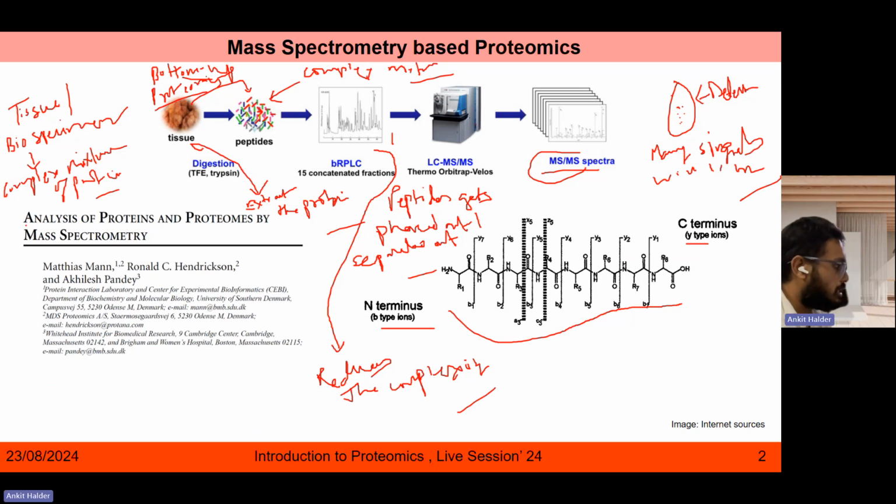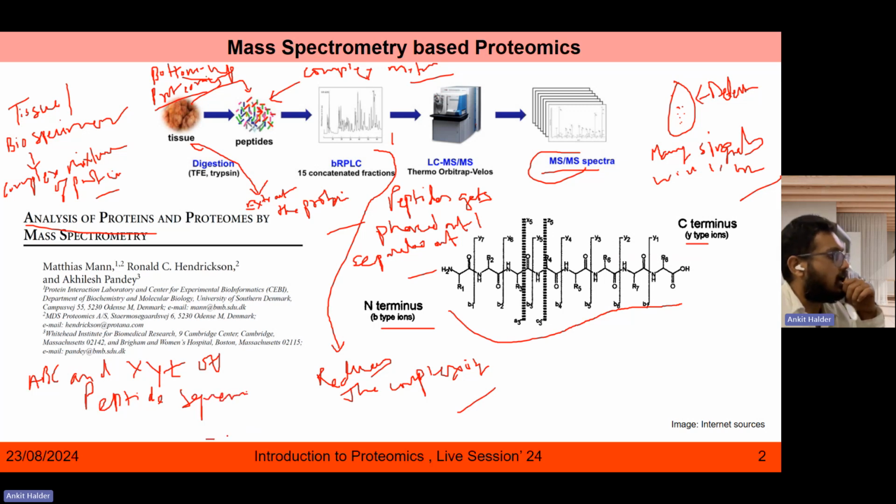But you can go through this particular book, Analysis of Proteins and Proteomes by Mass Spectrometry, as well as there is one book known as ABC and XYZ of Peptide Sequencing. That book also is very, very useful. You can go through it to understand the basics of how this works. But yes, we will be discussing it in a little bit of detail as we move along in today's session. So I think this is clear, right?